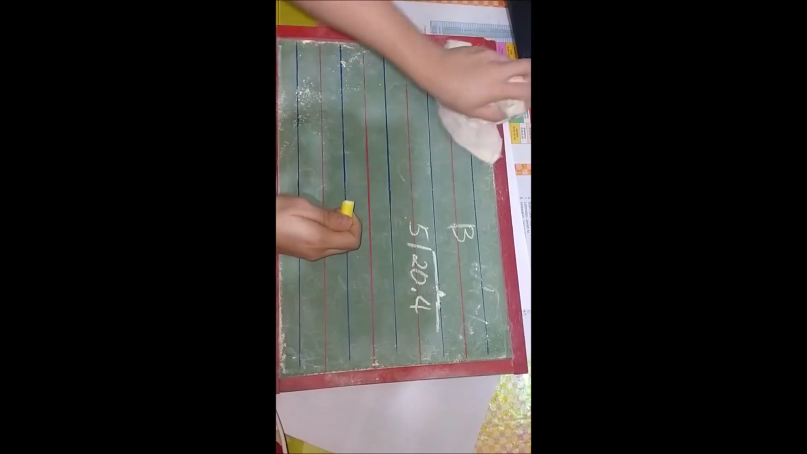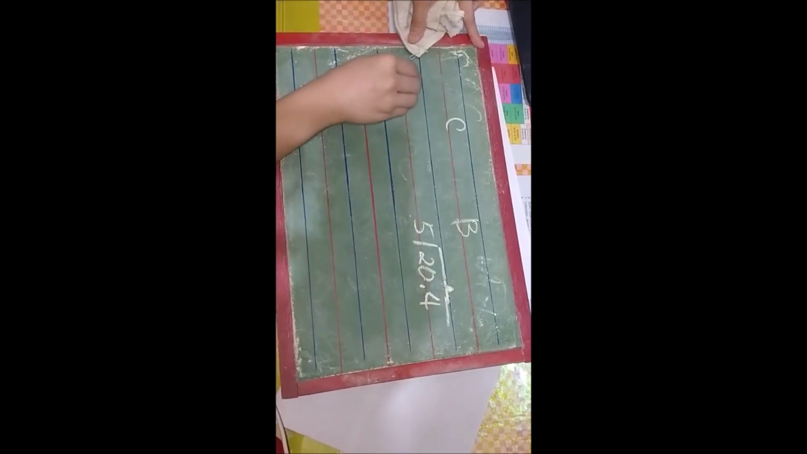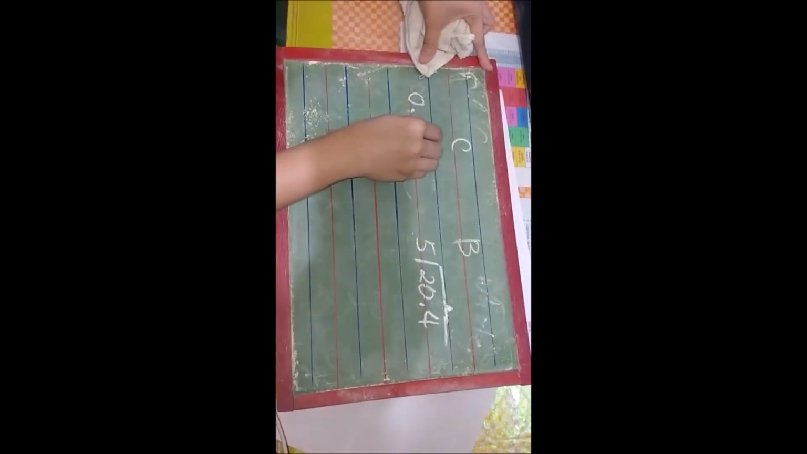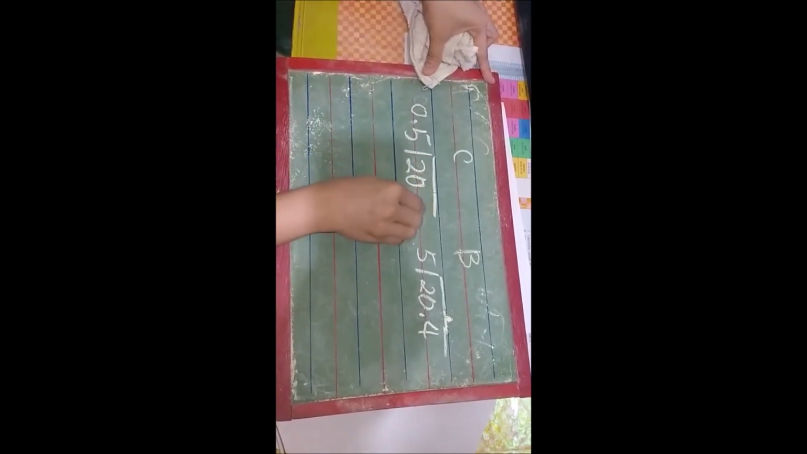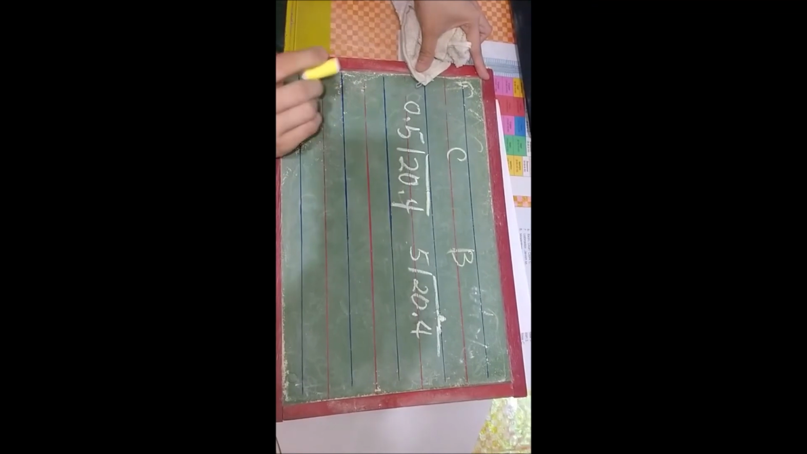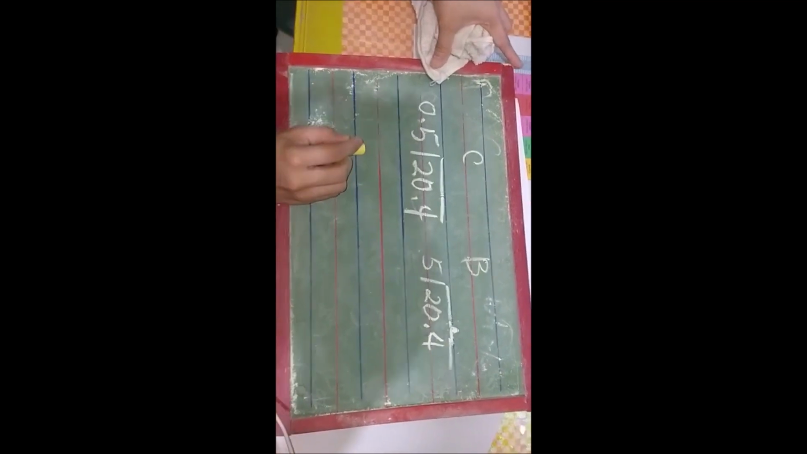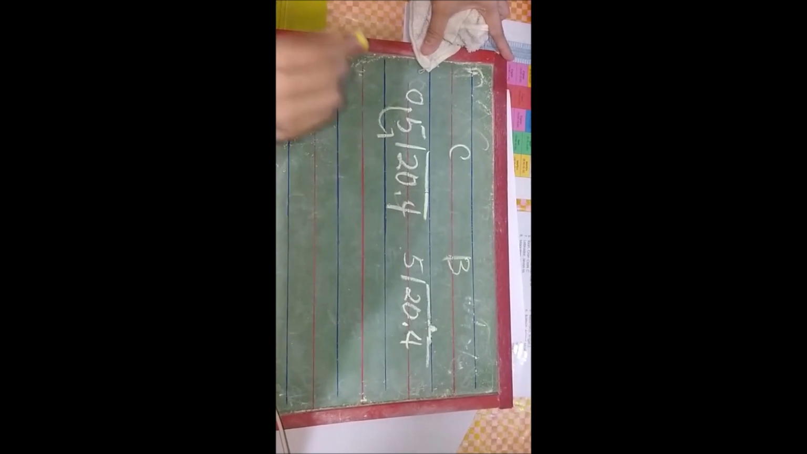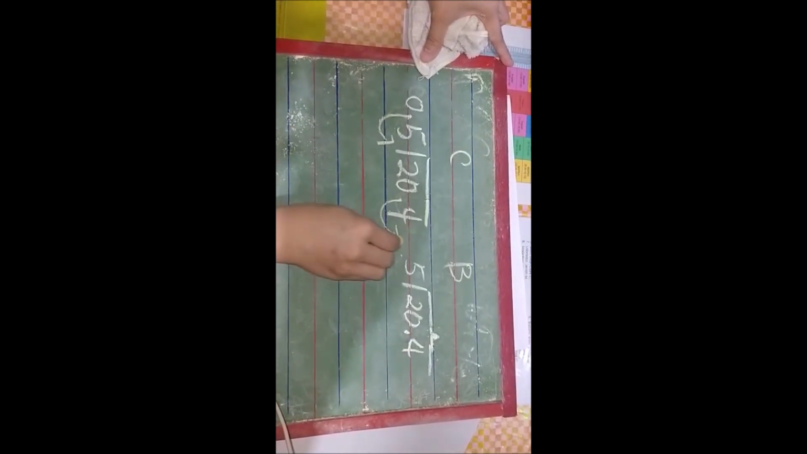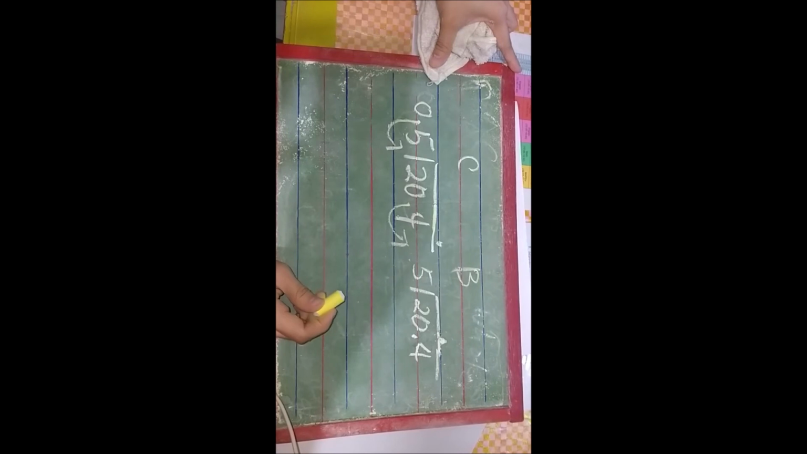Now, our last one, letter C, where the divisor is a decimal number and the dividend is also a decimal number. Always remember, the first thing to look at is the divisor; it must become a whole number. If you move the divisor, you also move the dividend.